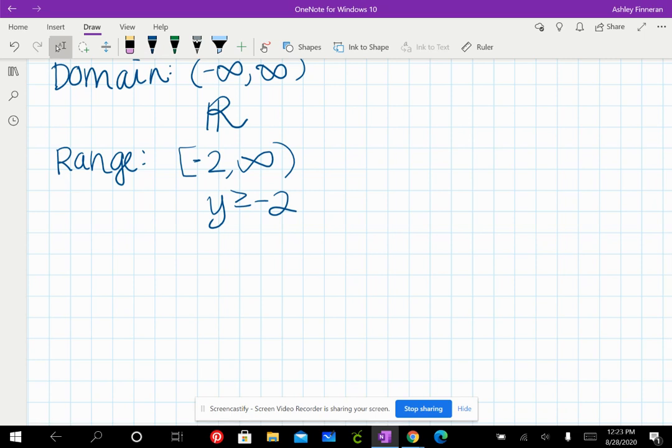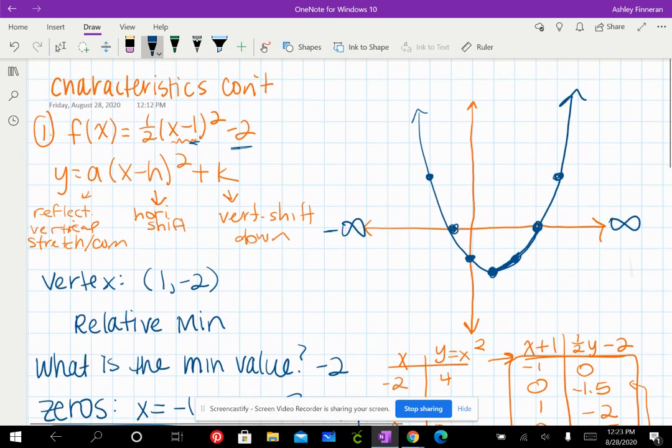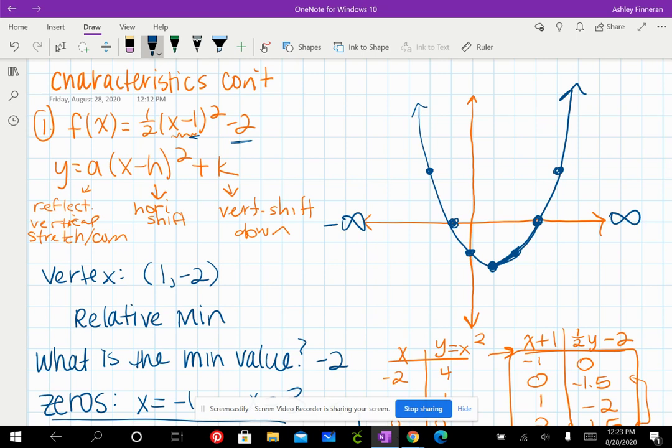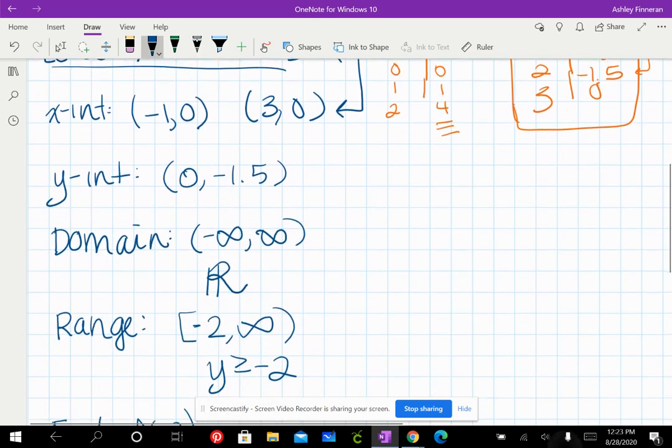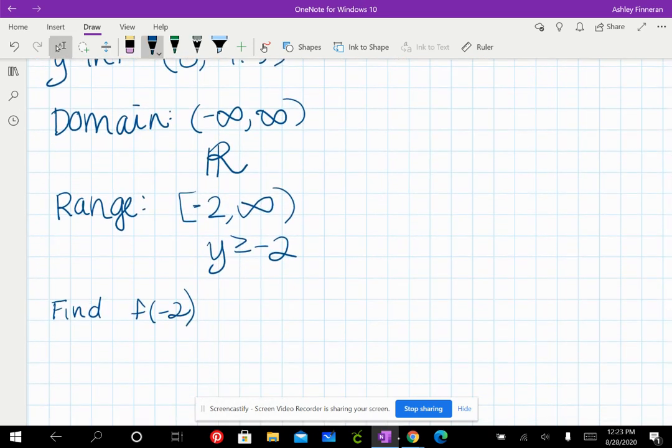Next, I want you to find f of -2. Well, we have two options. You can plug -2 into the function and get the output, or we can come over here to -2 and see what the y value was. So that was at 2.5. So f of -2, this is saying when x is -2, what does the y equal? It was 2.5. All right.